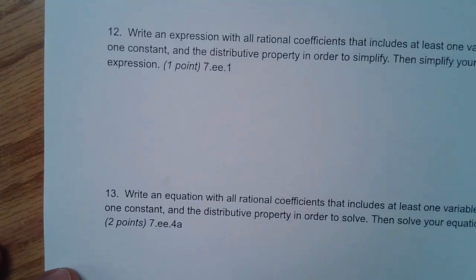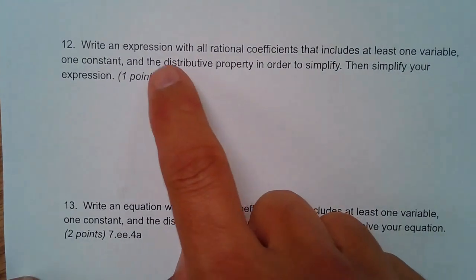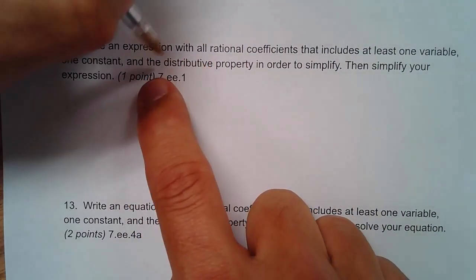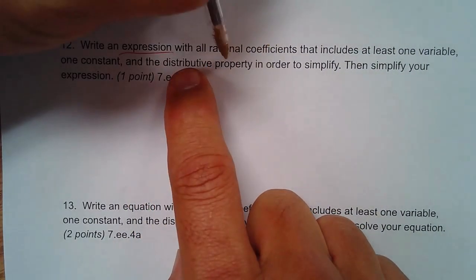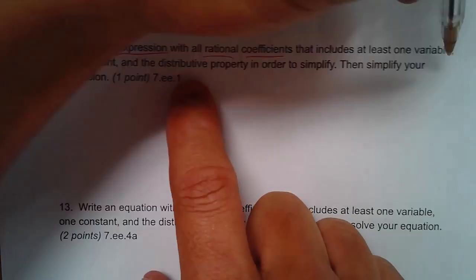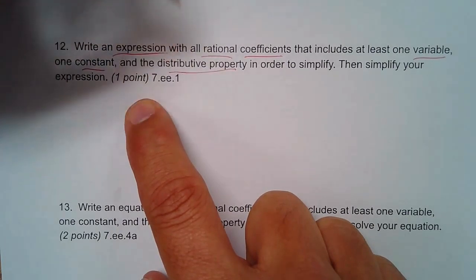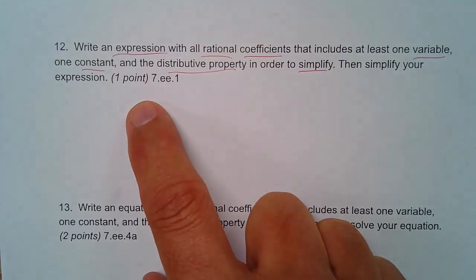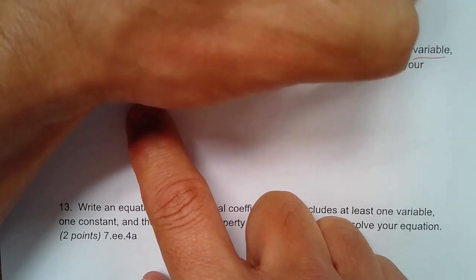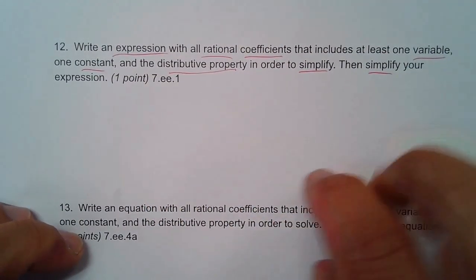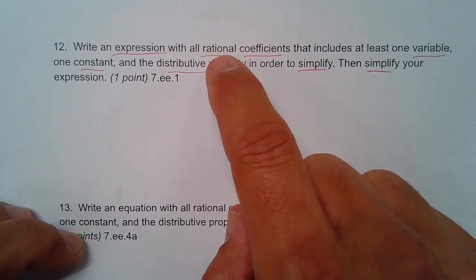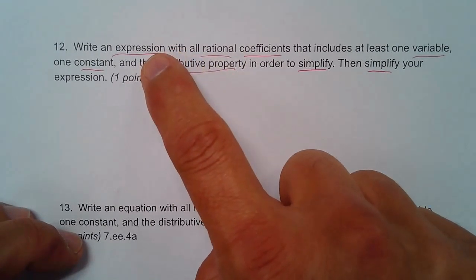Okay, our last few questions here. Oh boy, look at all this. Write an expression, look at all this vocabulary, an expression with all rational coefficients that includes at least one variable, one constant, and the distributive property in order to simplify. Wow. And then you have to simplify the expression. Well, let's start. Rational. Okay, so the expression, we'll get into that.